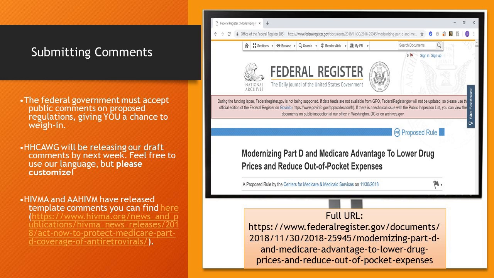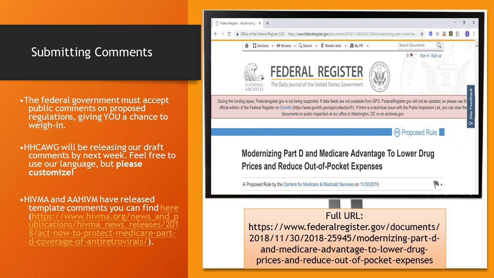But in any case, if you're using template comments, please try to customize whatever you're going to say. While quantity of comments is very important, and we do stress that, quality is important as well. Comments that are too similar to one another sometimes end up getting lumped together and counted together, and those counts can be somewhat important later down the line.